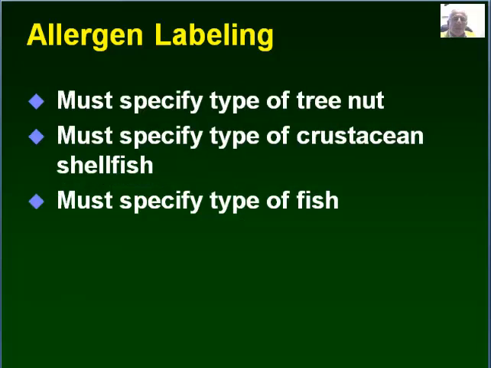Peanuts are included in the case by themselves, but other nuts such as cashews, walnuts, any other type of nut, pistachios, they have to be specified as that particular type of nut. And you must specify the type of crustacean shellfish, lobster, crab, whatever. And you must specify the type of fish. So within the general categories, for these 3 in particular, there are further requirements in terms of labeling.